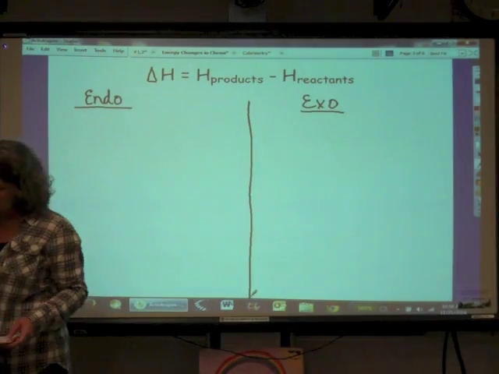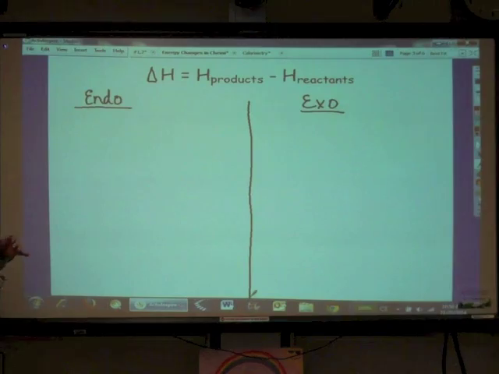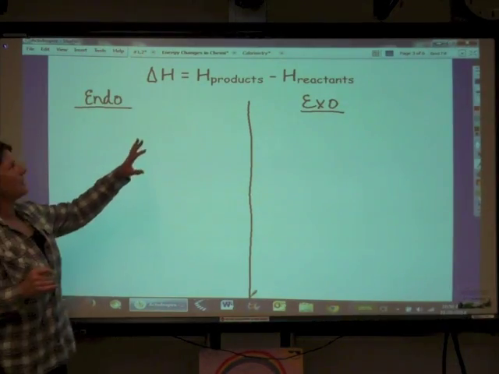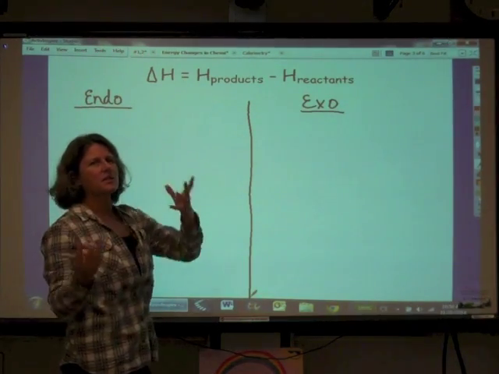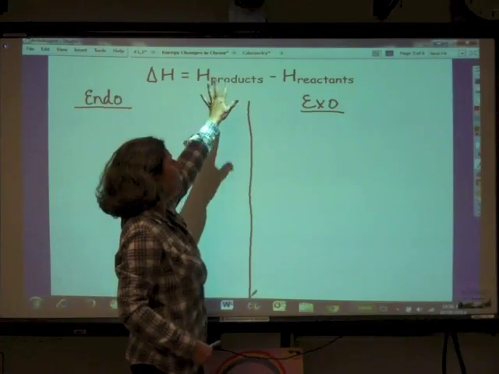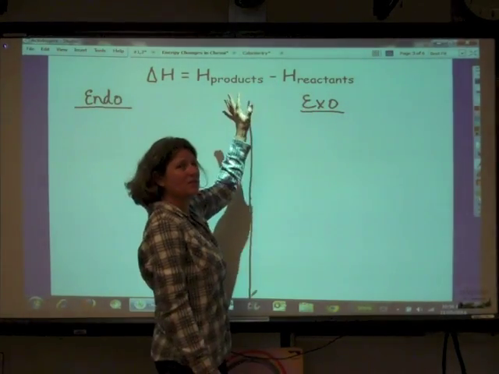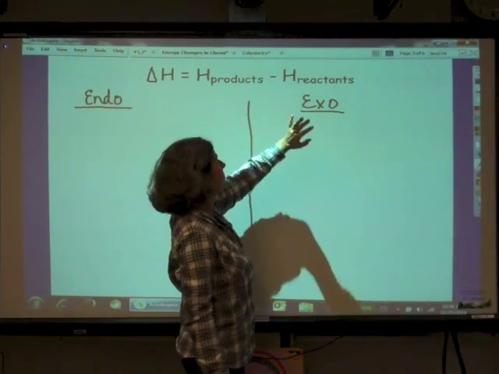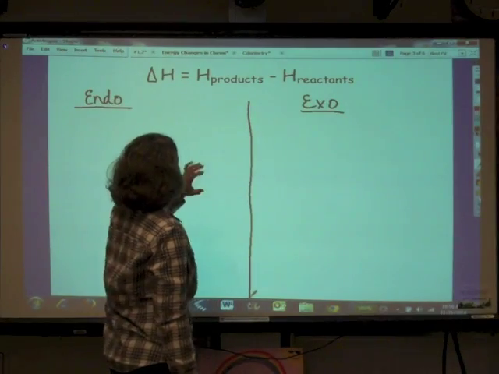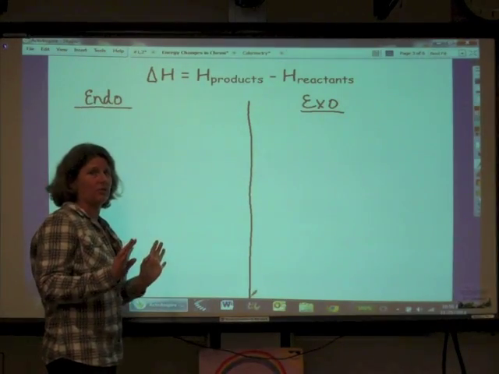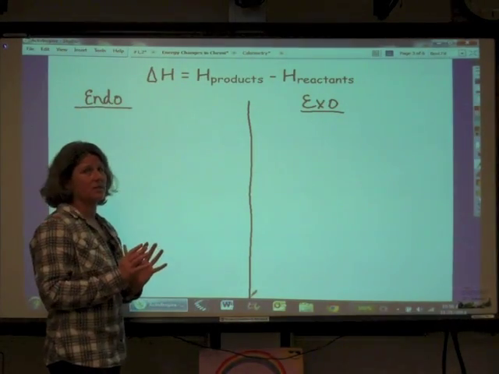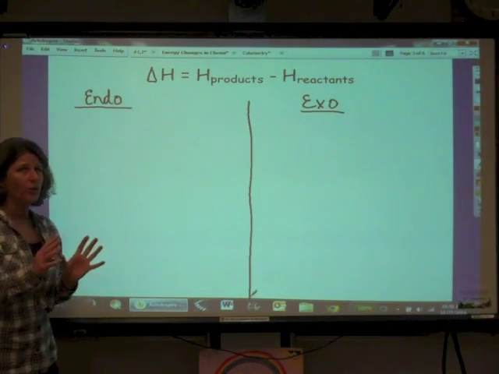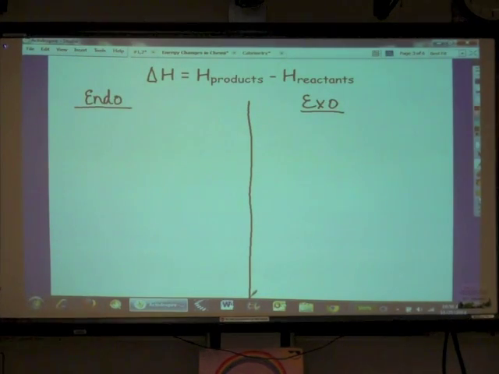Okay, now one thing to notice, you guys, is this thing is always within the system of the reaction. We're always comparing reactants to products. None of this stands alone. Okay, it's a reaction system. We have to take the whole thing into account.